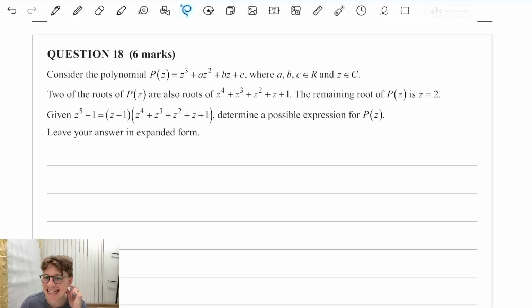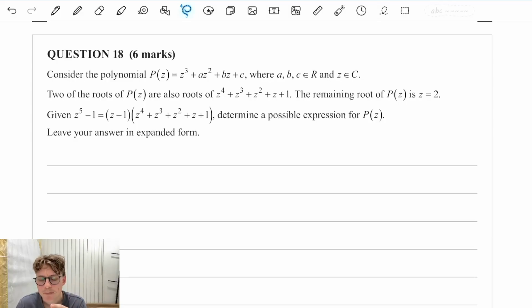Okay, question 18. Consider the polynomial p of z equals z cubed plus az squared plus bz plus c, where a, b, c are real numbers and z is a complex number. Two of the roots of my polynomial p of z are also roots of this quartic, z to the power of 4 plus z cubed plus z squared plus z plus 1. The remaining root of p of z is z equals 2.